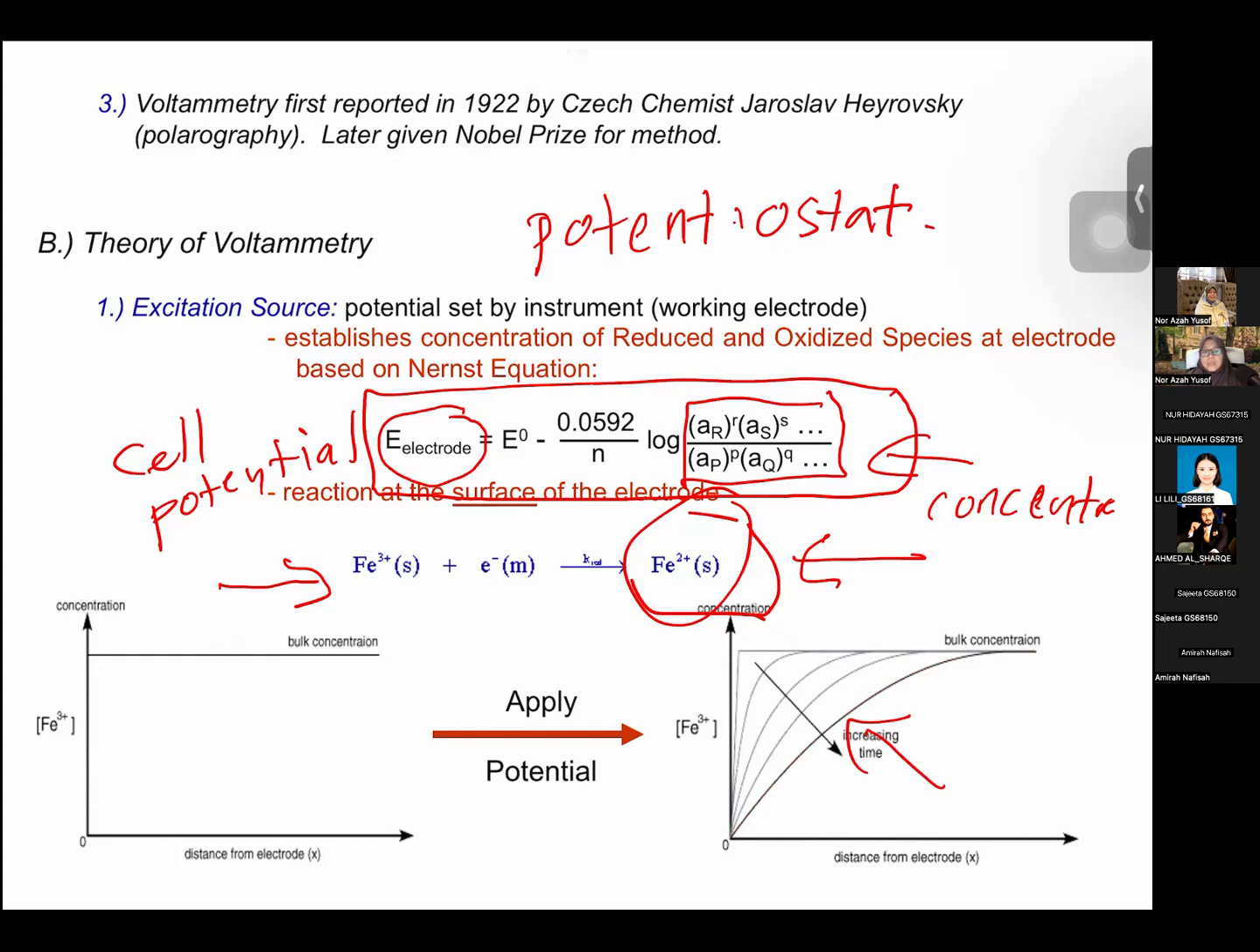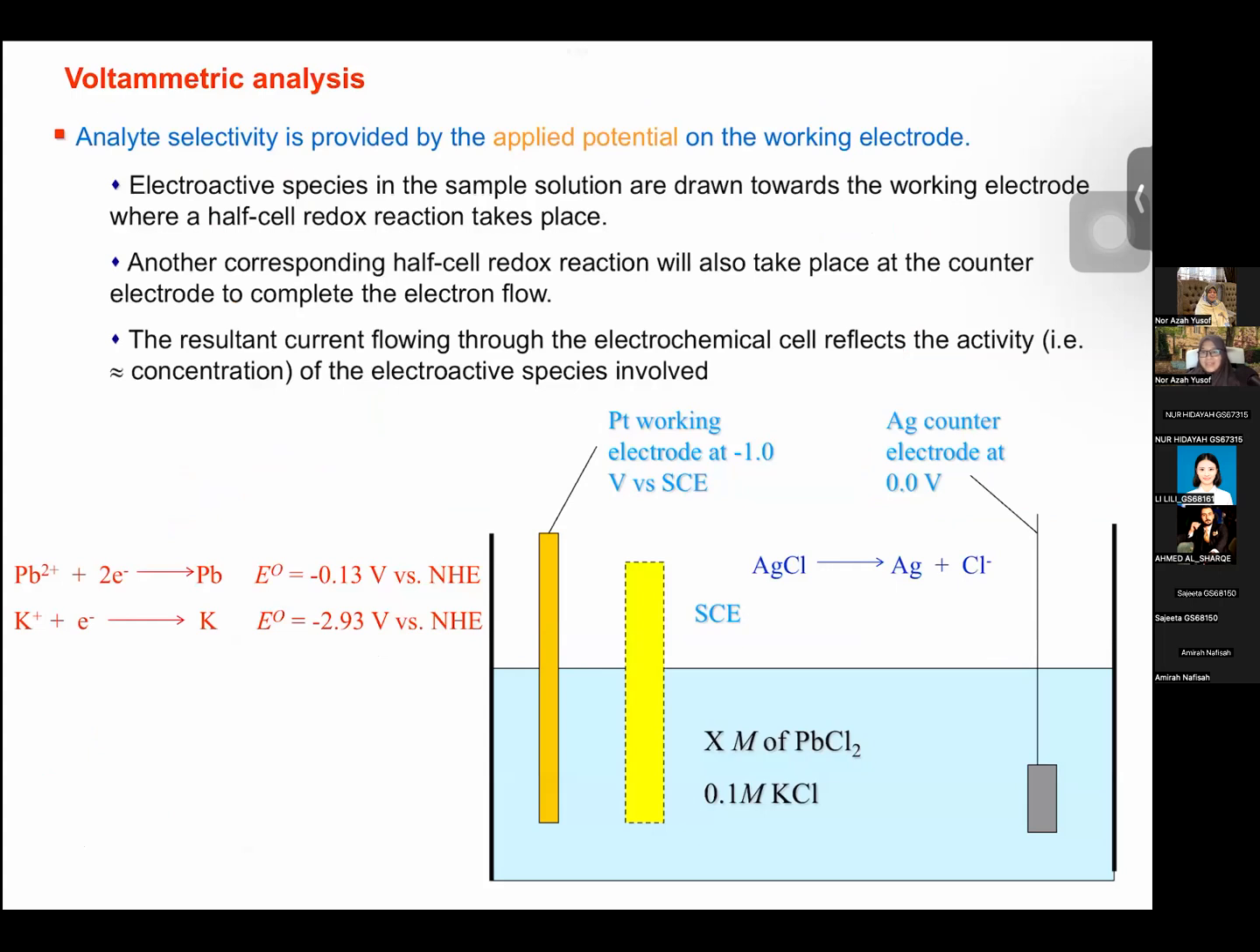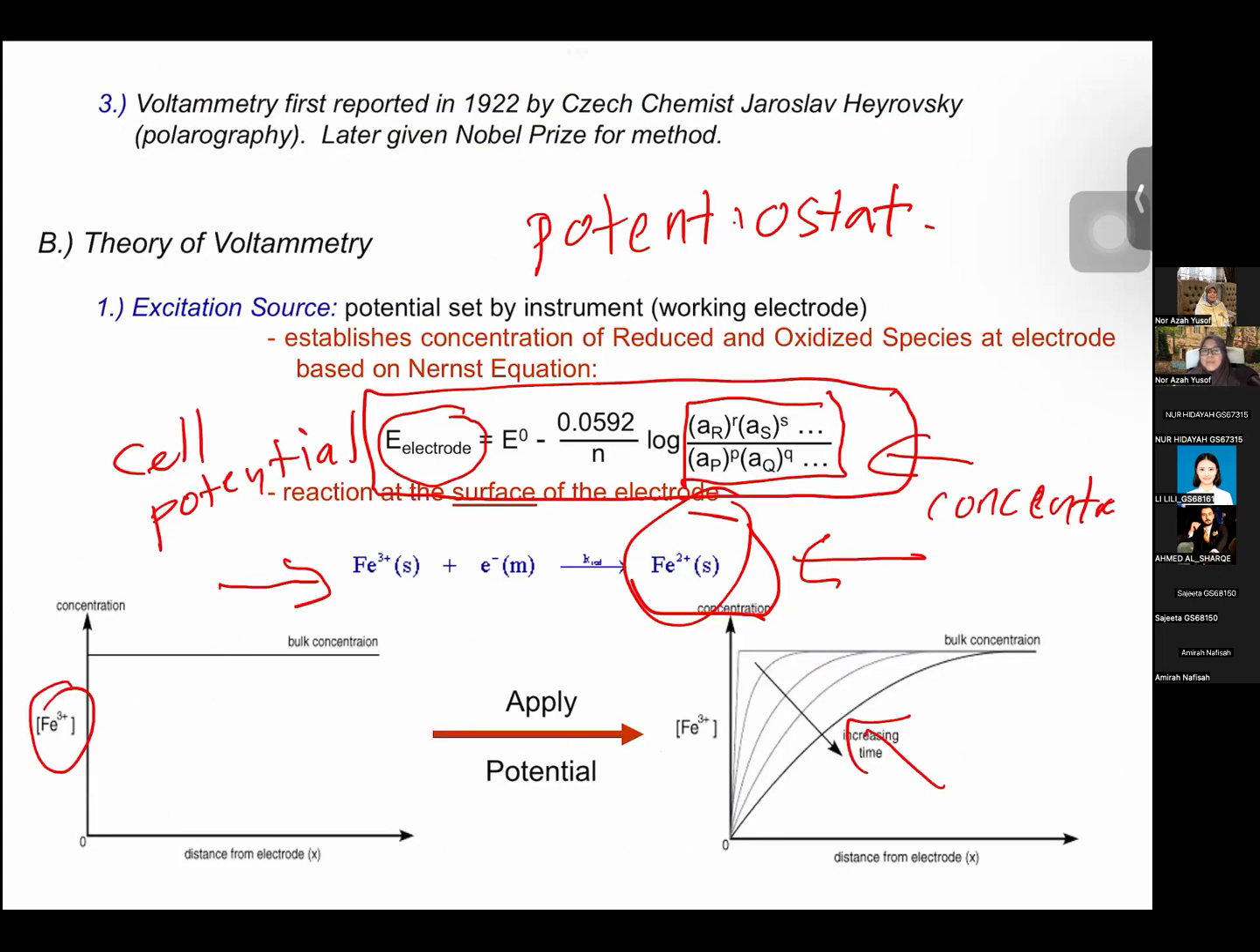So if you look at here, this is what happened. Ferrum 3 plus before any potential being supplied. Okay, so as I mentioned just now, if there is no potential supplied to the beaker, I hope that you can imagine these types of beaker. If there is no applied potential, there is no chemical reaction, meaning that there is no reduction, there is no oxidation can happen. Okay, so that is voltammetry because it requires potential for the reaction to happen.